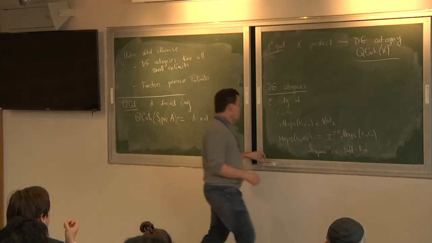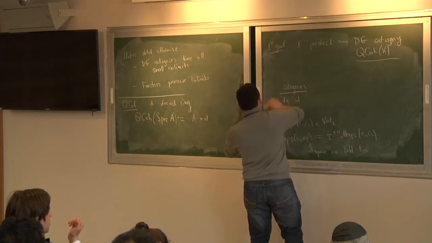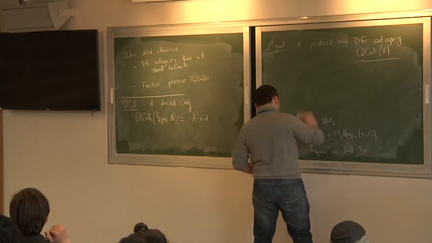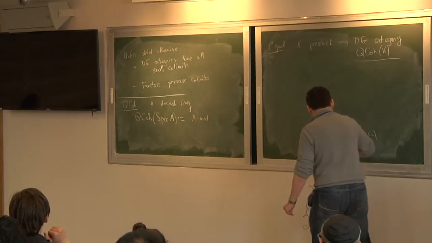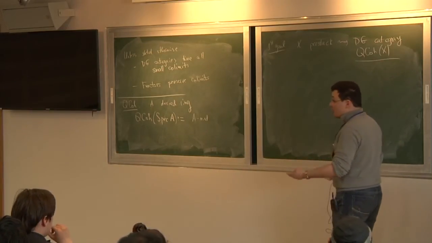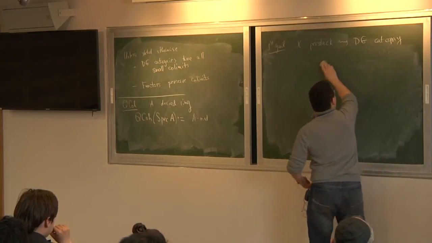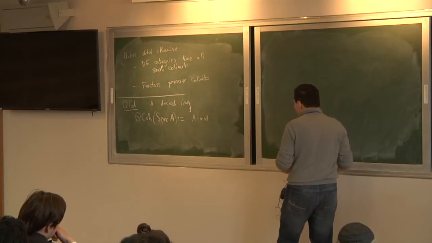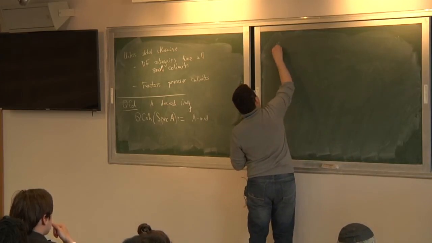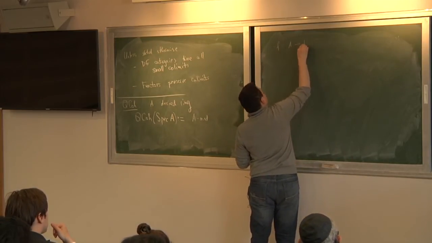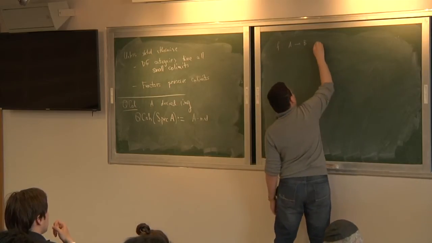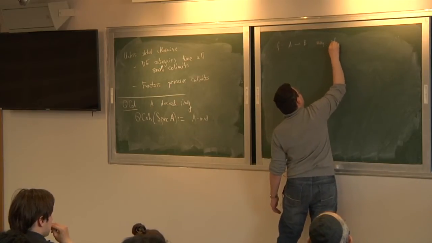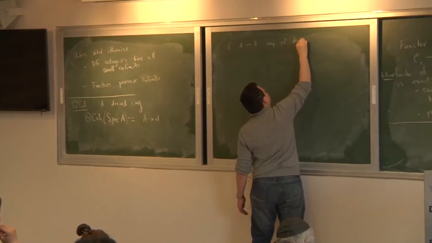But now let's try to glue these all together. This is sort of the first place where it's really essential that we're using DG enhancements rather than triangulated categories, is that these operations give sensible answers. Well, suppose we have a map of derived rings, A to B.